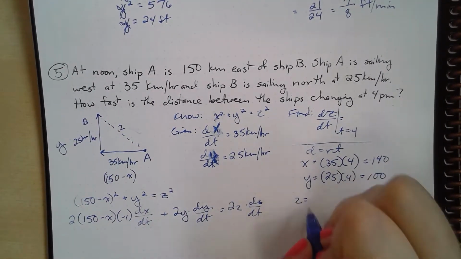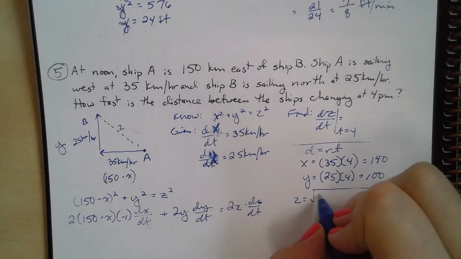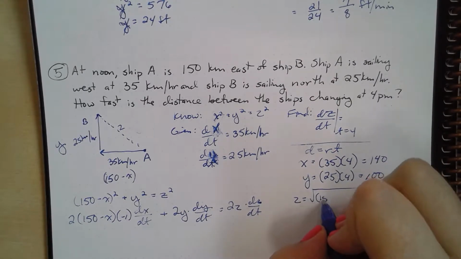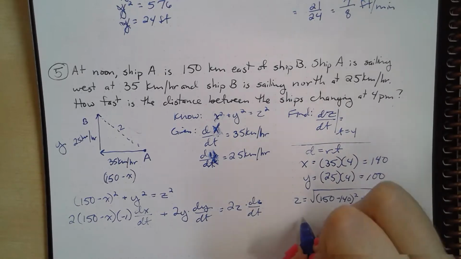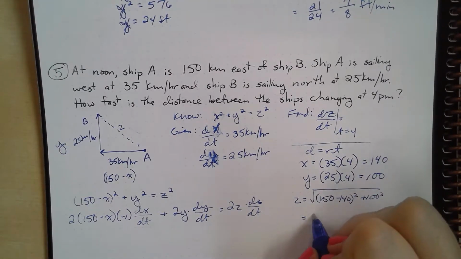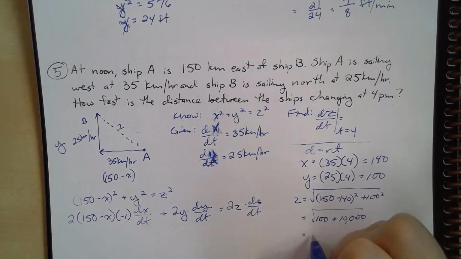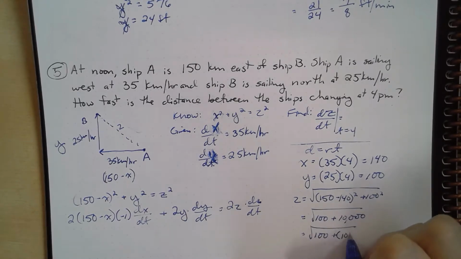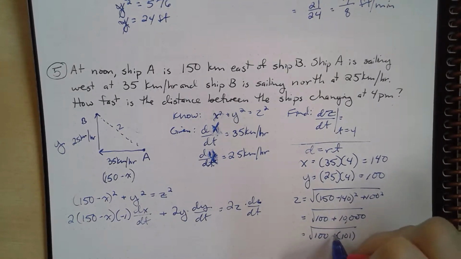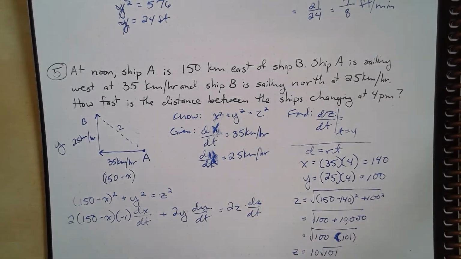Well, z is going to be equal to the square root of 150 minus 140 squared plus 100 squared, which is equal to the square root of 100 plus 10,000, which is equal to the square root of 100 times 101, which is equal to 10 radical 101. That's our z value. So we're going to use that.